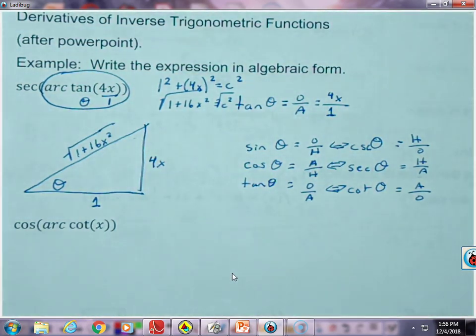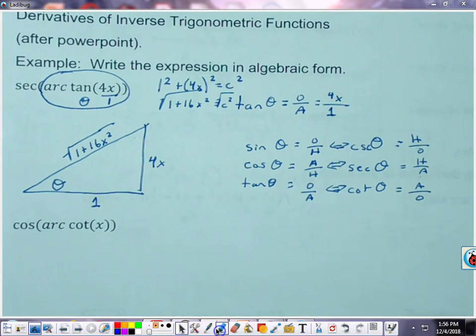Can you take the square root of each part of that separately? No! Can you take the square root of 1 and the square root of 16x squared separately? No. I'm pretty sure we've had this conversation multiple times. If you have the square root of 1 plus 4, what is it? The square root of 5.